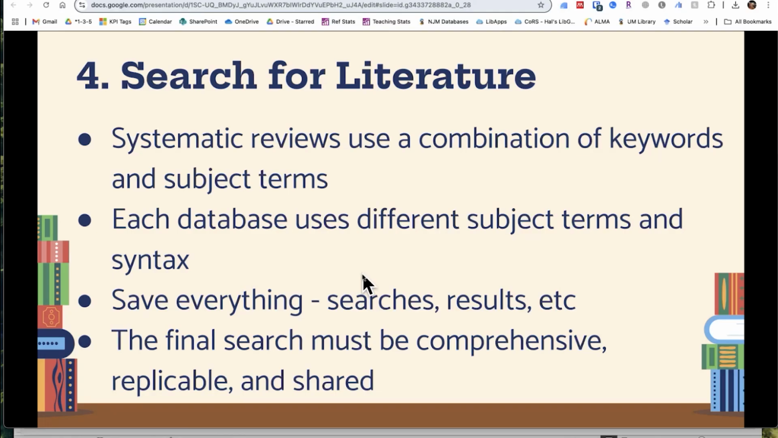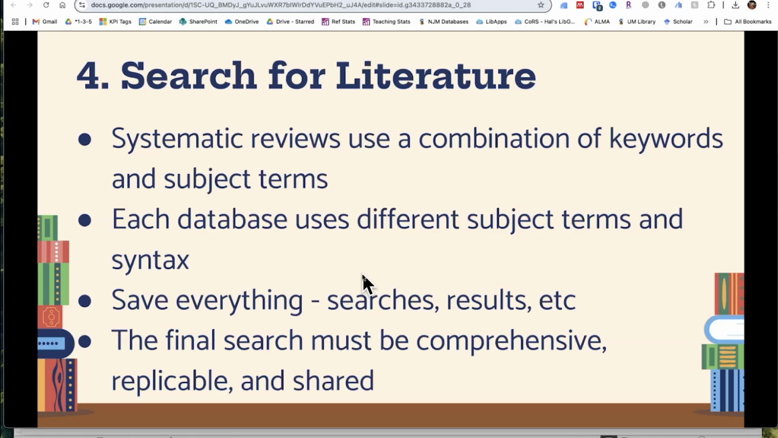You have to be aware of the fact that there are different databases to search for literature, and that each database, just for fun, uses different subject terms, different syntax and how it works. So you have to get familiar with each different database in order to be doing it properly.